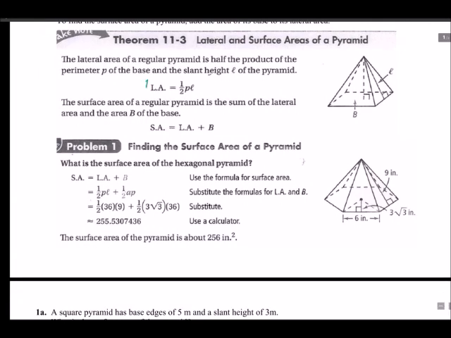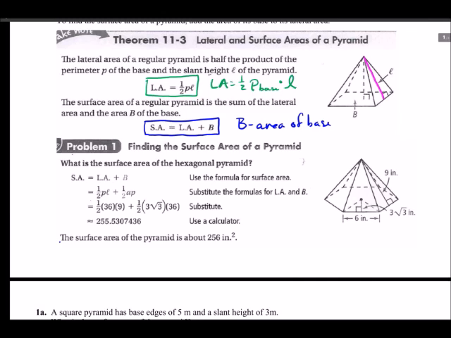So let's look at our formulas. Lateral area is 1/2 times the perimeter of the base times the slant height, which is the height of the face. And surface area is lateral area plus the area of the base. Don't forget, big B is the area of the base.